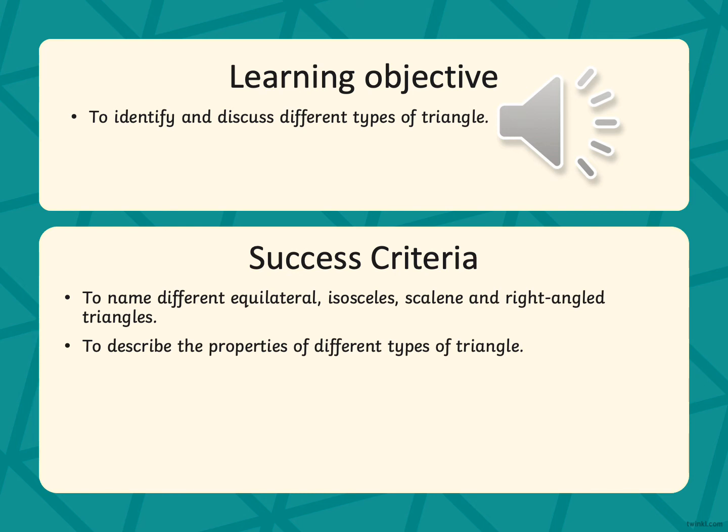Good morning, Year 6. So this week we are going to be doing a recap week looking at 2D and 3D shapes, quadrilaterals, irregular and regular polygons, as well as multiplying fractions and nets of shapes. Today you are going to be looking at the different types of triangles. So your learning objective is to identify and discuss different types of triangles.